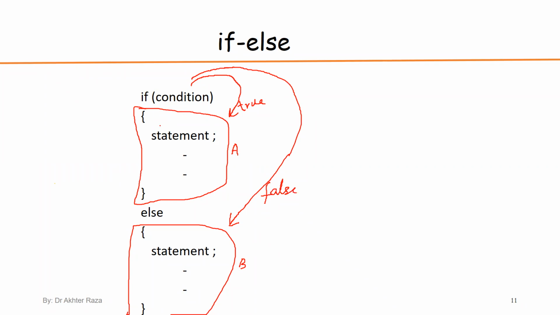Because else means what? If the condition is true, then do this. If the condition is false, then do this. So either block A is executed or block B will be executed depending on the condition. If the condition is true, then block A is executed. If the condition is false, then block A is skipped and block B will be executed.